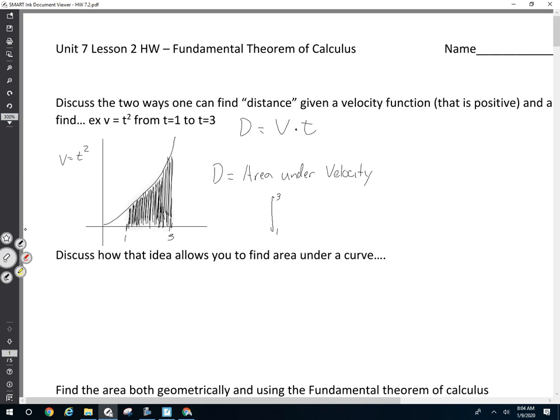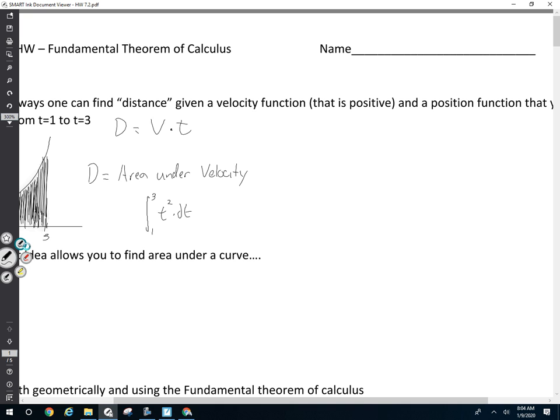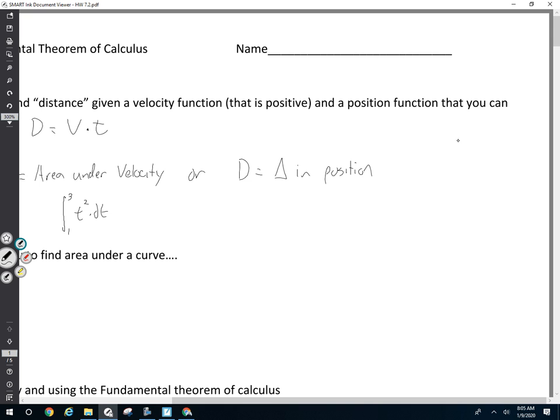So I'll just do the integral from 1 to 3 of t squared dt. Okay, that's really velocities times the instantaneous time at which they're at the velocity. Or you can think about distance, and it's really displacement, could be just equal to our change in position, where I can take a final position, or my position at time 3, and subtract our position at time 1.